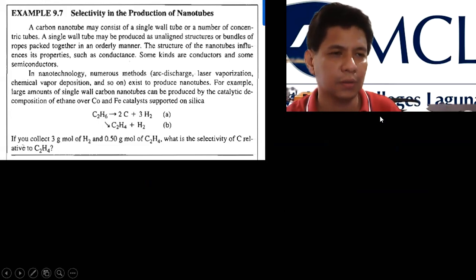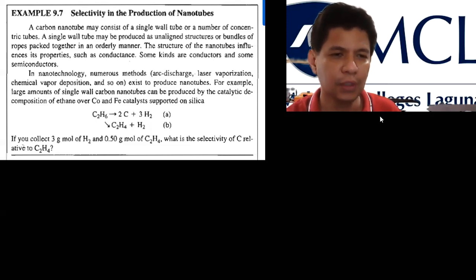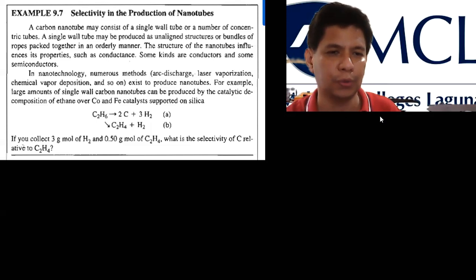Okay. So this is example 9.7, selectivity in production of nanotubes. A carbon nanotube may consist of a single wall tube or a number of concentric tubes. A single wall tube may be produced as an aligned structure or bundles of groups packed together in an orderly manner. The structure of the nanotubes influences its properties such as conductance, some kinds of conductors, and some semiconductors. In nanotechnology, numerous methods, arc discharge, laser vaporization, chemical vapor deposition, and so on, exist to produce nanotubes.